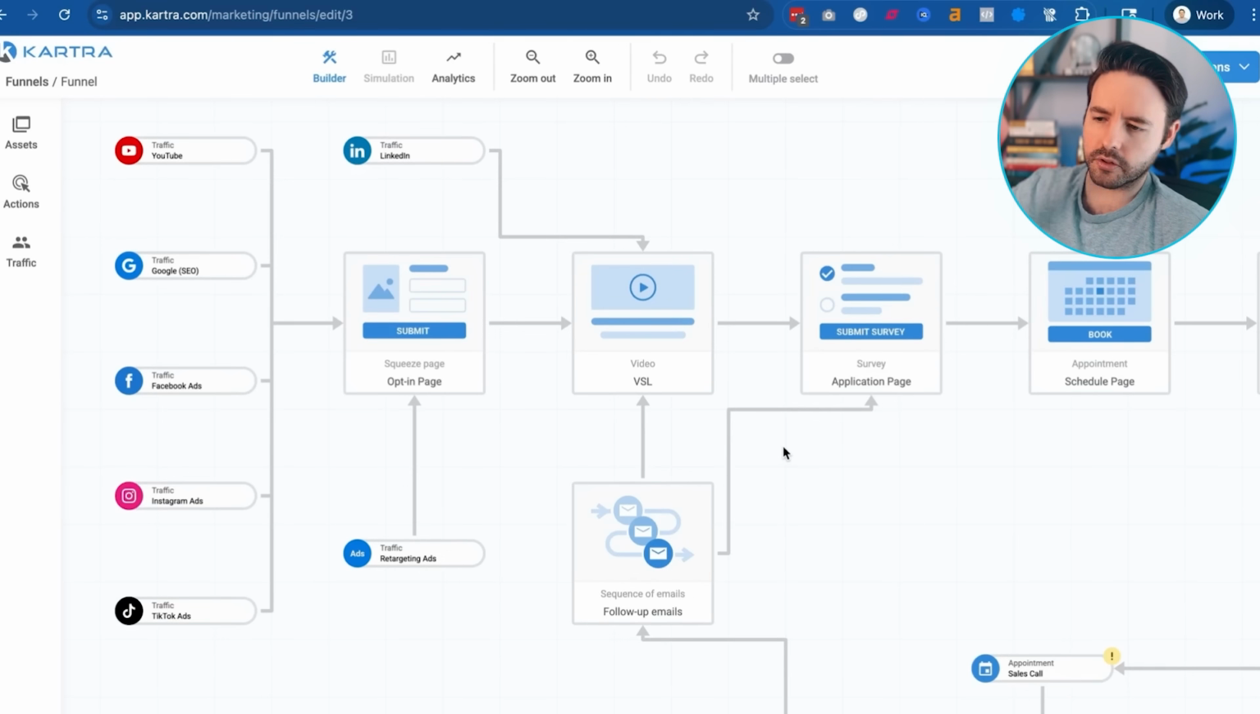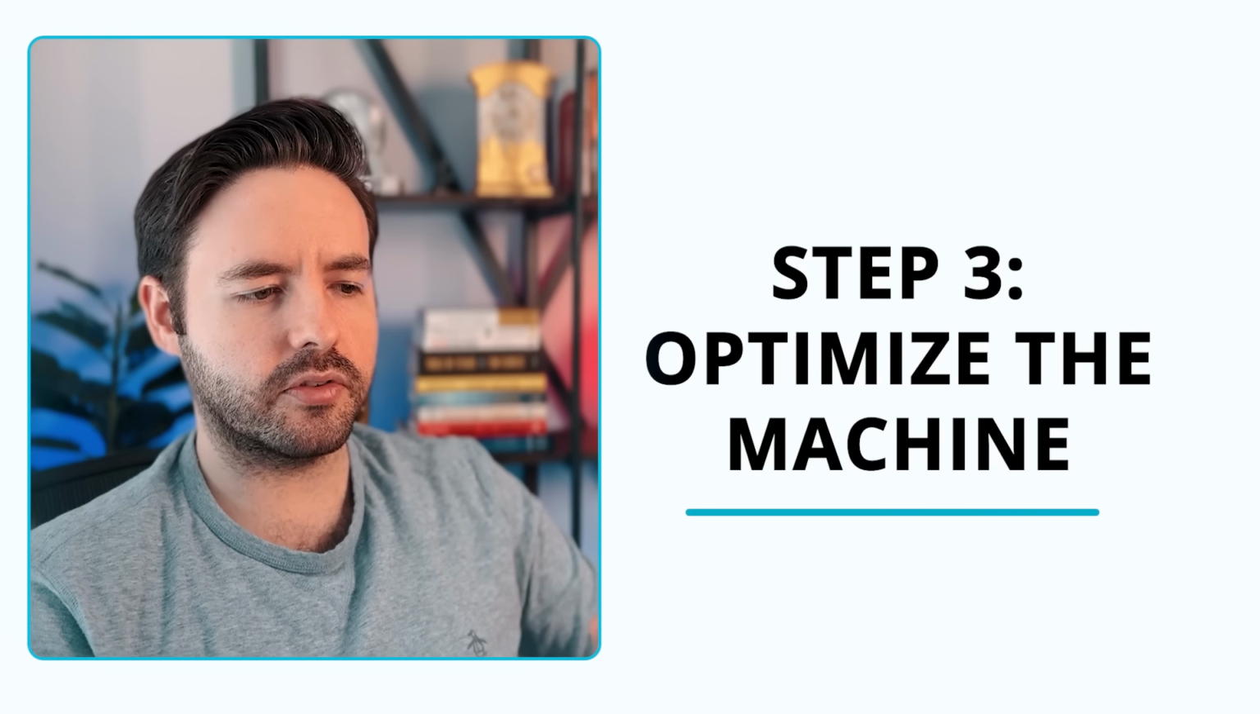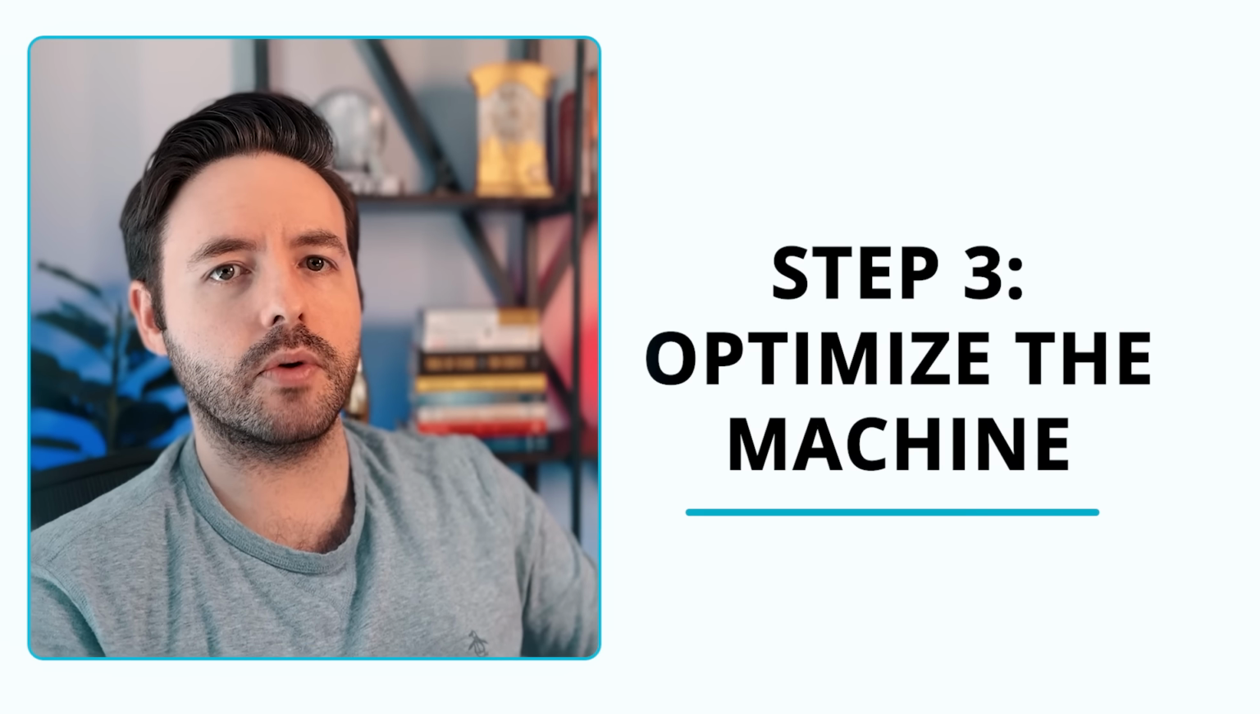So once you've got this whole system up and running, you'll now be able to get leads, appointments, and clients predictably in your business. But there's still one more thing that you can do to improve your results even more. And that brings me to step 3, which is to optimize the machine. Once you've got the whole system up and running, there are still little tweaks that you could make that could get you even better results.